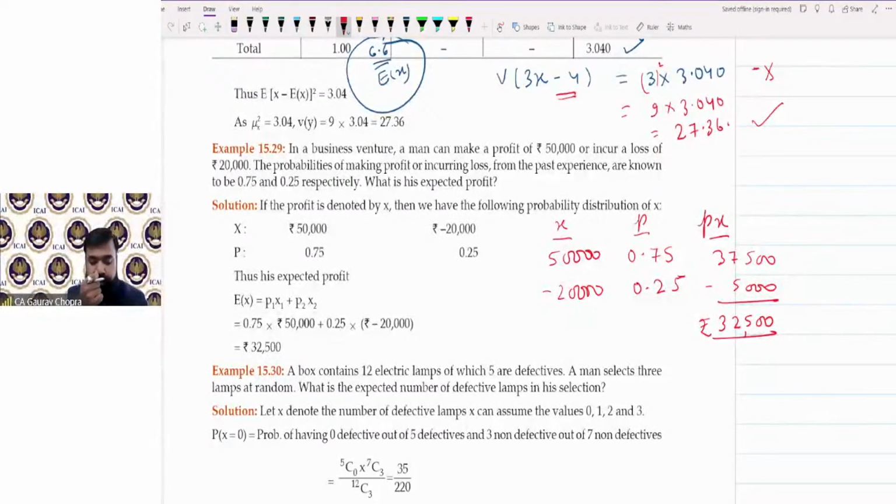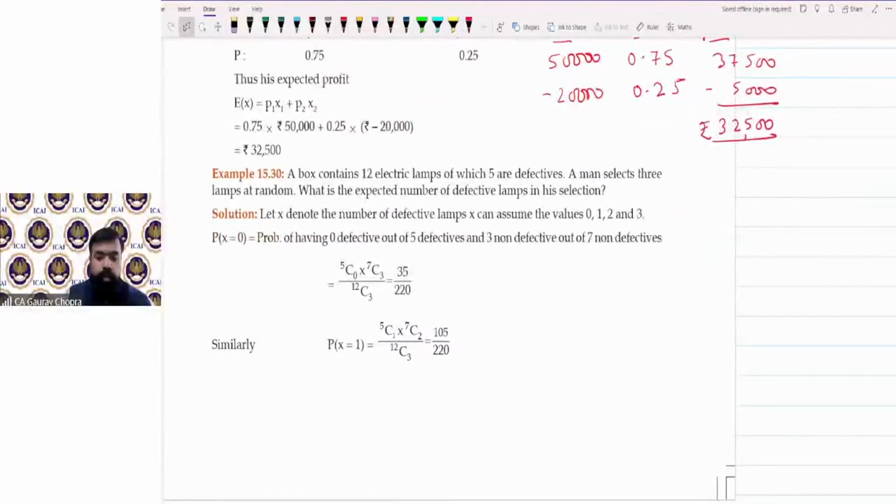Dimple is having doubt in 15.19. Okay, we will take it last. Do not worry. Okay, Dimple. Then 15.30. Okay, we can try this also.